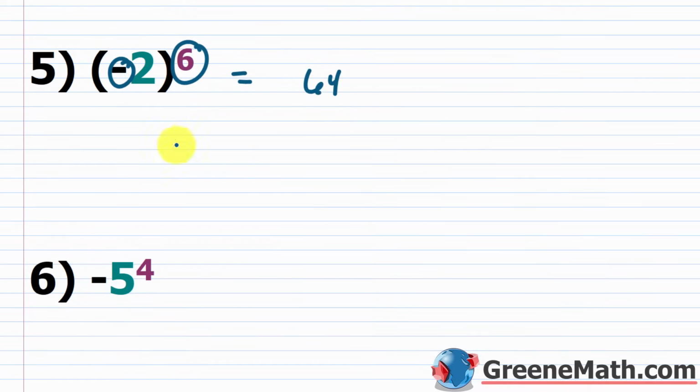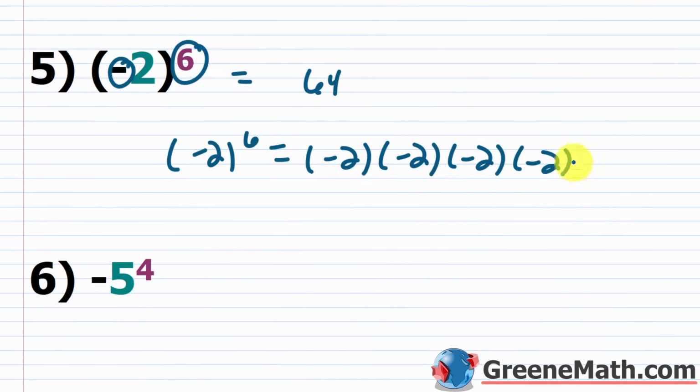Again, if you want to write this out the long way, you can say that negative 2 to the 6th power is negative 2 times negative 2 times negative 2 times negative 2 times negative 2 times negative 2. Okay, and this is going to equal positive 64. Now, again, if you were to see, let me just put this over here.